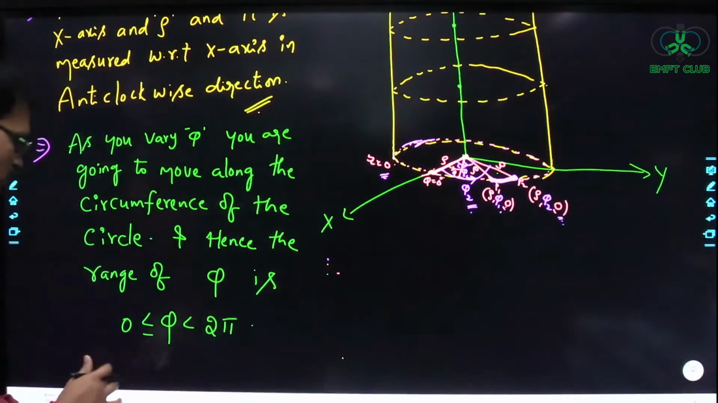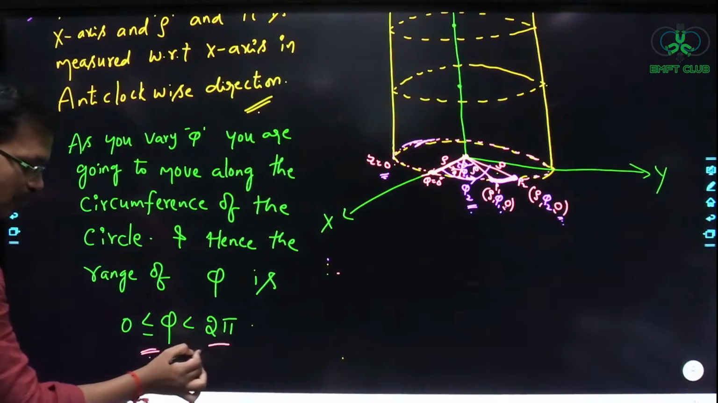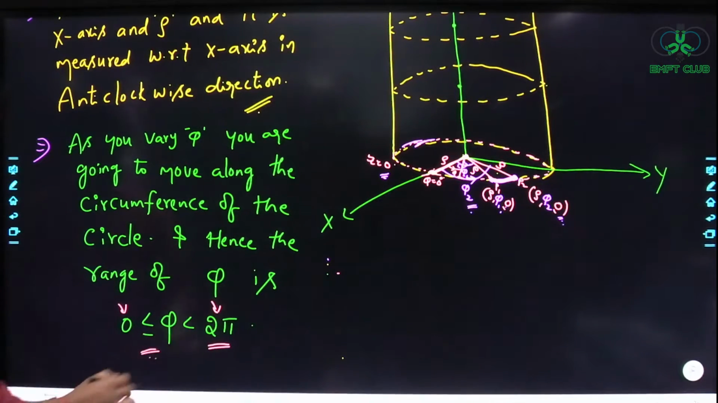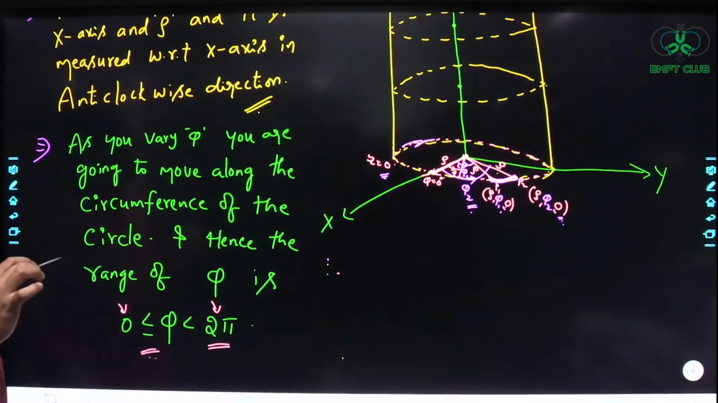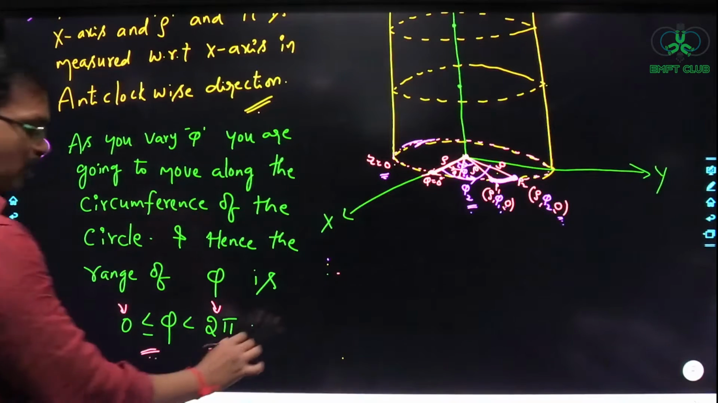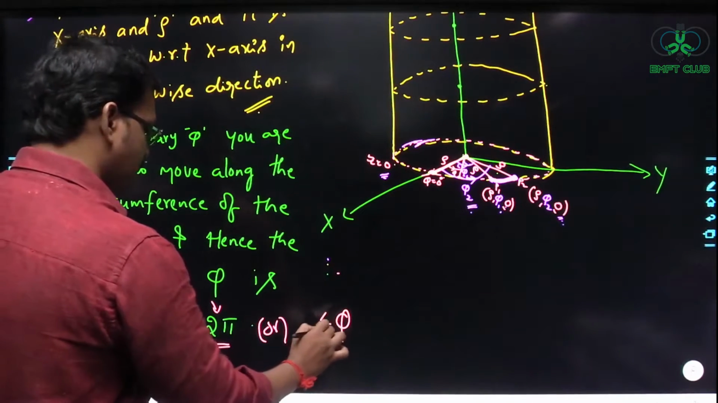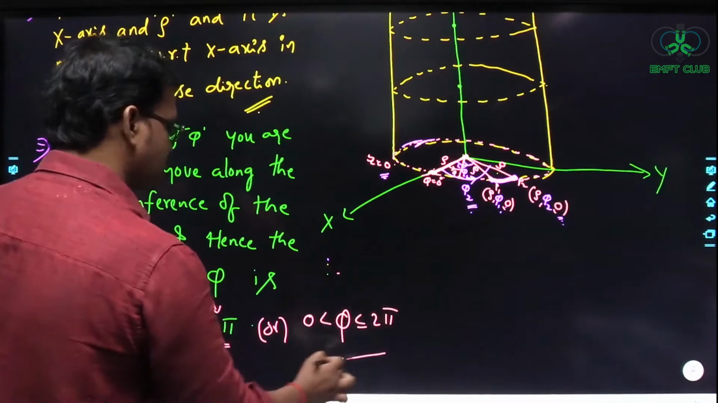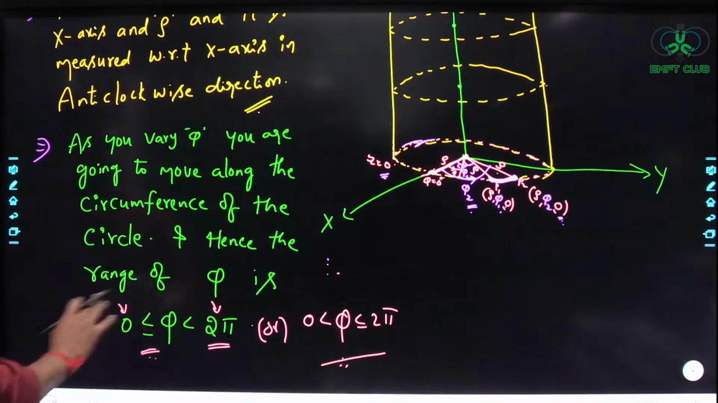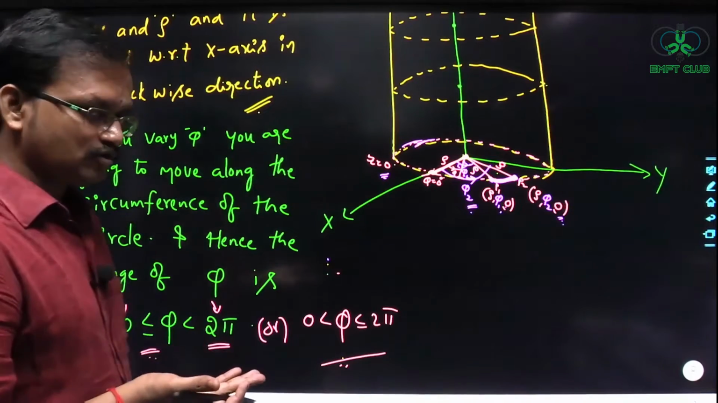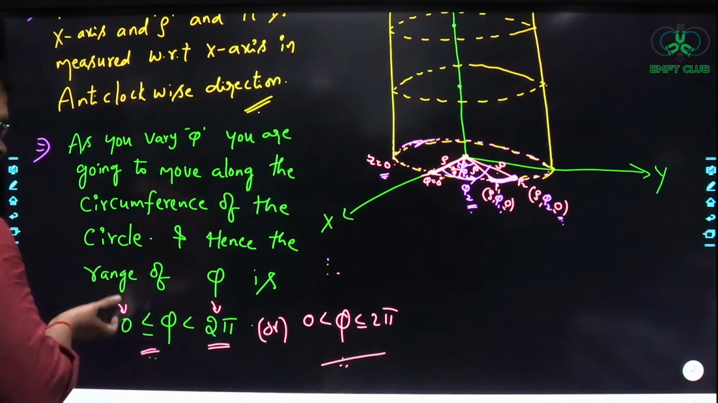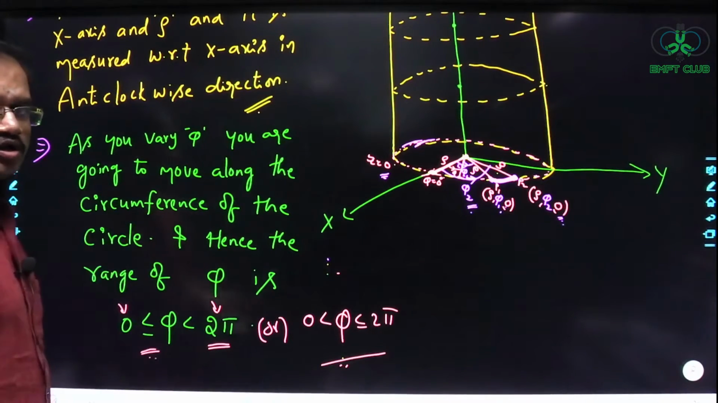And hence whenever you are putting equality on one side, you should not put equality on the other. Why? Because 0 and 2 pi both represent the same point. Or you can write it in this manner: phi varies from 0 to 2 pi. In some books they have put equality on both sides, and we can't do anything about those textbooks. But actually speaking, this is the logic here. 0 and 2 pi both represent the same point, and you should not include the same point twice.